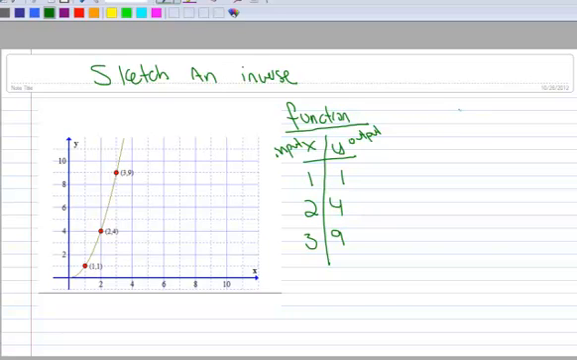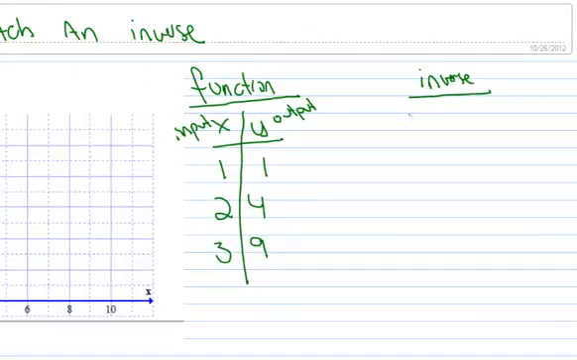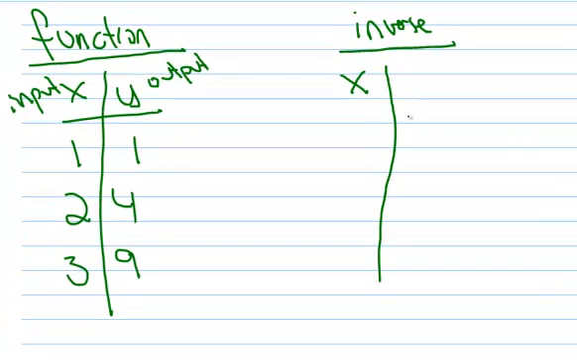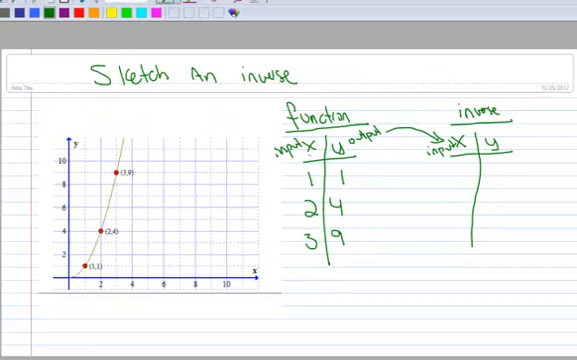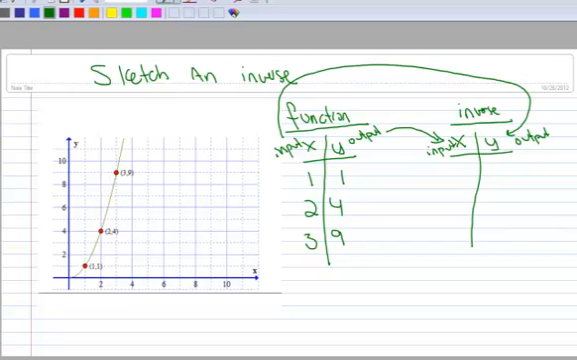So now I want to do the inverse. I know the relationship between input and output. So the output of the function becomes the input of the inverse. Okay, so that original output is going to go right here, so that's the input. And the original input, well, that's the output over here. So basically I switch these two around.